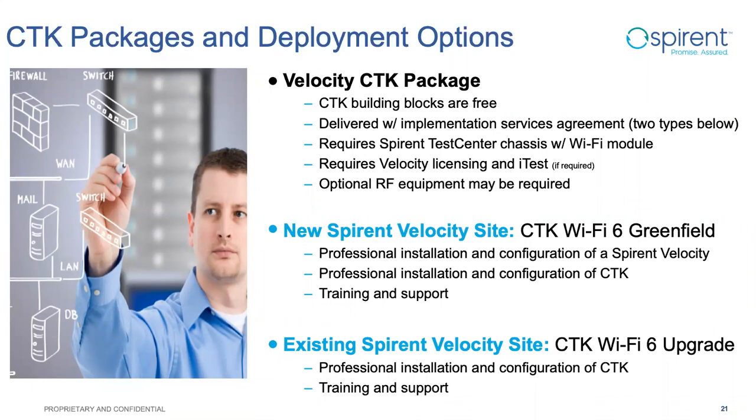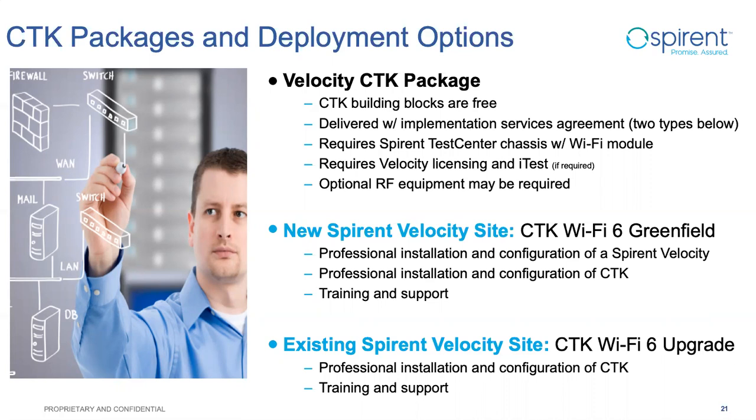So how do we deploy these packages? There's a Velocity CTK package. The building blocks are free, so we're not actually selling the test cases. What we're doing is delivering this with an implementation service. It requires a Spirent TestCenter chassis with Wi-Fi modules, so there is that to sell. It requires a Velocity license and iTest licensing if required. Again, they may already have one or both of those. There's also some optional RF equipment.